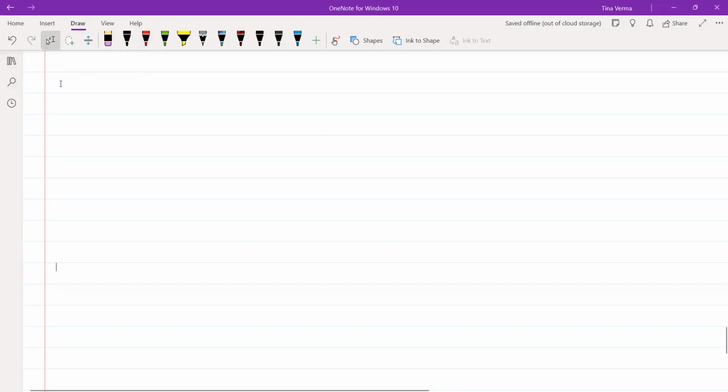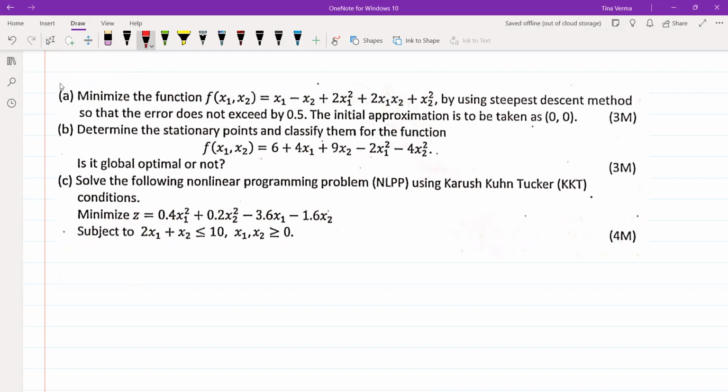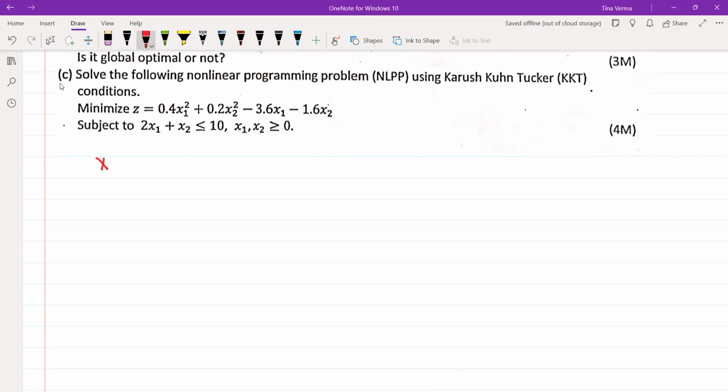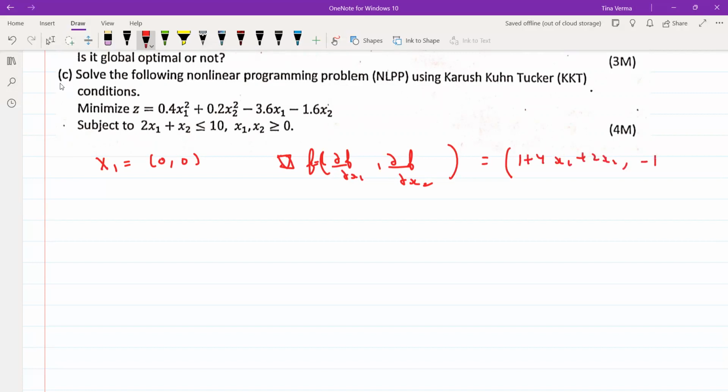So this was your fourth question, that you have to minimize the function and you have to use the steepest descent technique. As I have told you, for the first iteration, you have to take x1 as 0, 0, and you have to find del f, that is del f by del x1 and del f by del x2, right? So this was coming out to be 4x1 plus 2x2, right? And this was minus 1 plus 2x1 plus 2x2, right?